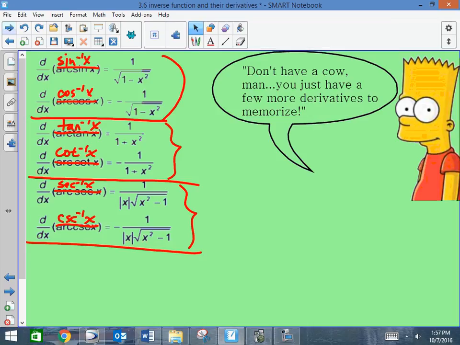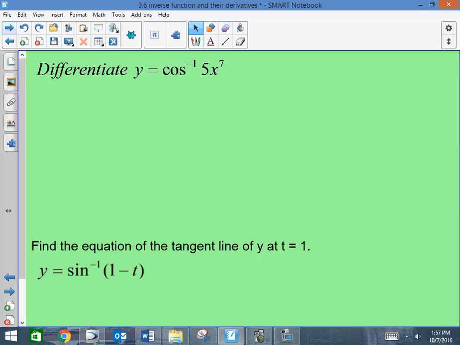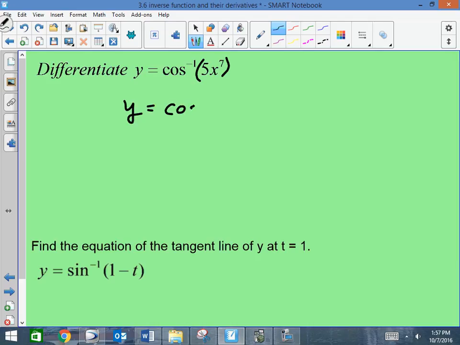Same idea. That's the last layer. Okay, y equals inverse cosine of 5x to the 7th. Technically, we should probably have a parenthesis there, just to be clear. Okay, so how are you going to differentiate that? What are you going to use first? The chain rule, okay? Abby, what's my chain? Inverse cosine of u, and then u equals 5x to the 7th.